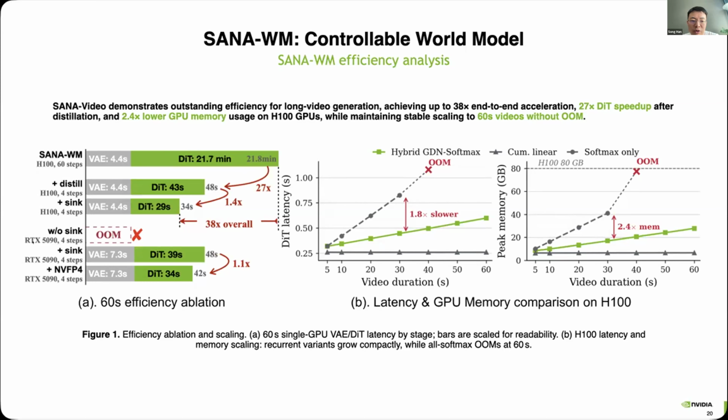And the Sana world model is also deployable on a single 5090, a consumer GPU. Without attention sink, it will run out of memory because the KV cache will grow. Well, plus the attention sink, you can generate a video that can fit the 5090 GPU. Even quantizing that to NVFP4 can reduce the latency to 34 seconds.